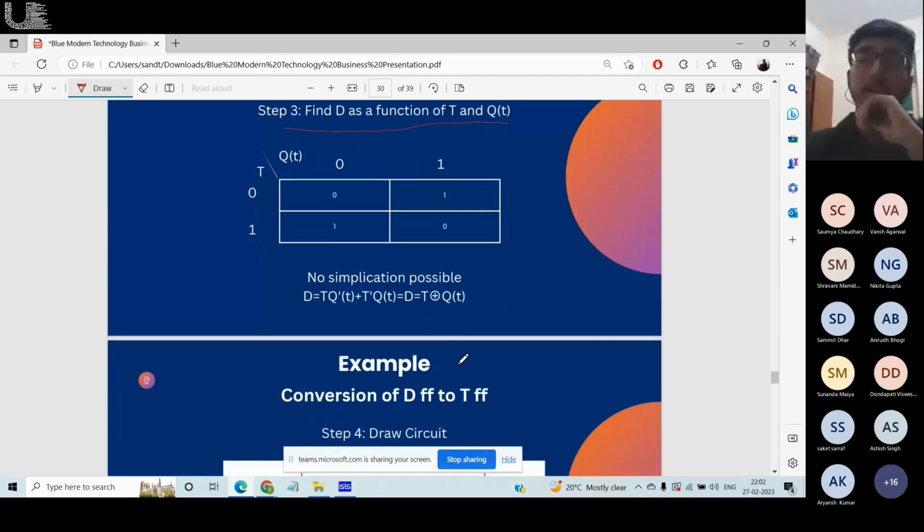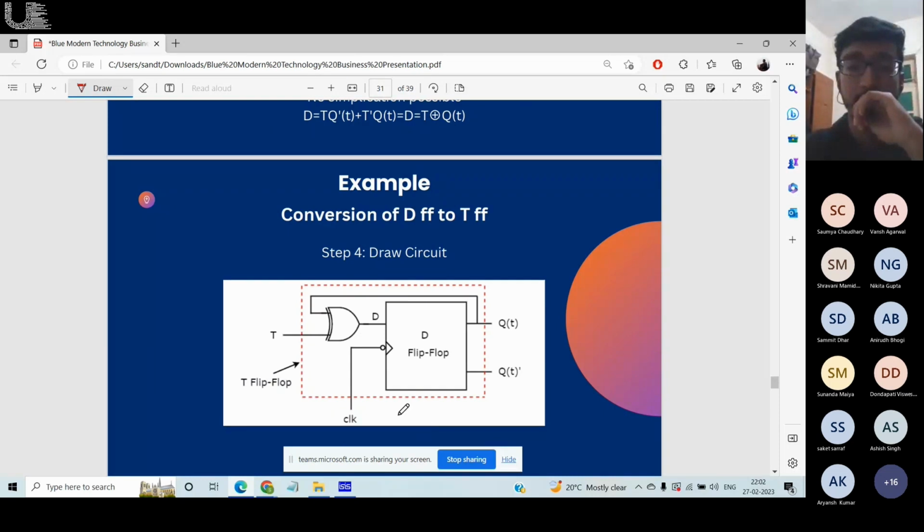Coming to the last and final part, the circuit. We had a D flip-flop, and this is my D input going to it. How do I make it a T flip-flop? I just do an XOR of QT and my input T. Then this entire red box becomes my T flip-flop. That's exactly how easy it is to convert a D flip-flop to a T flip-flop.